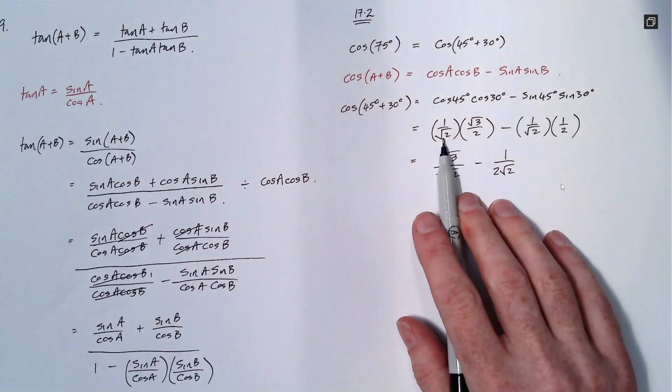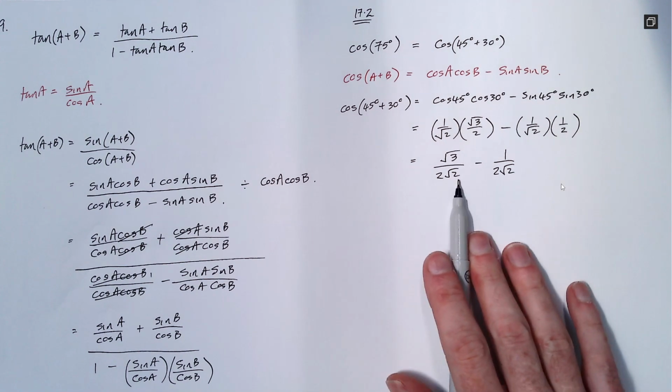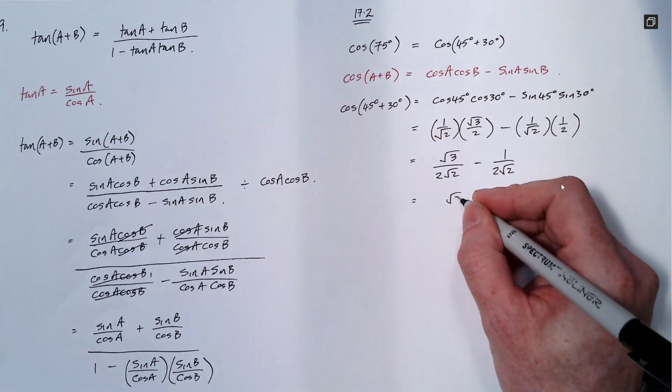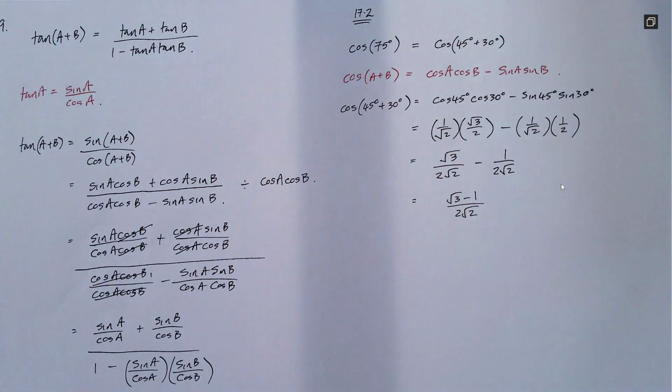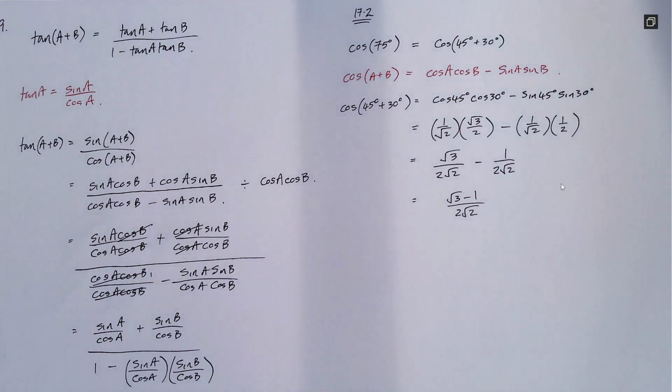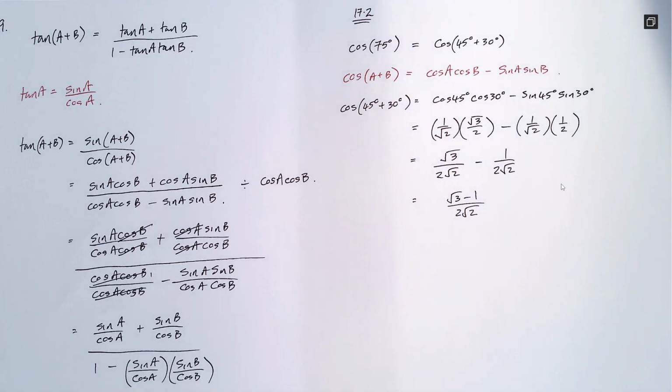So top for top, bottom for bottom. Since the denominators are identical, we combine the fraction: square root 3 minus 1 over 2 square root 2. This is in surd form. Now, can we simplify it?